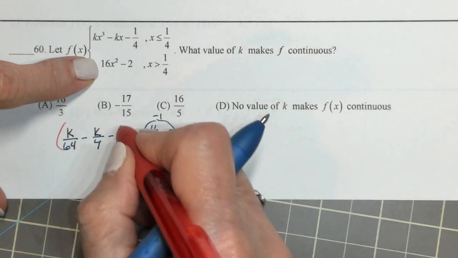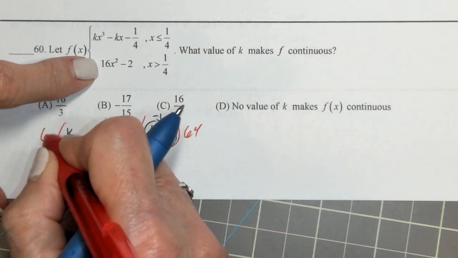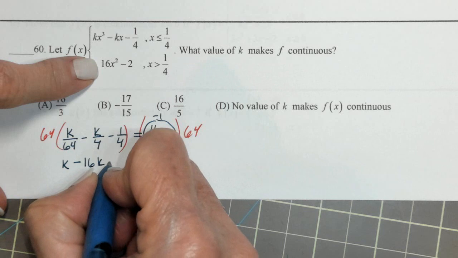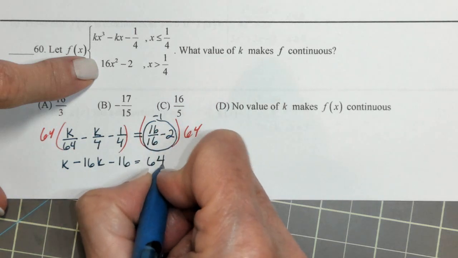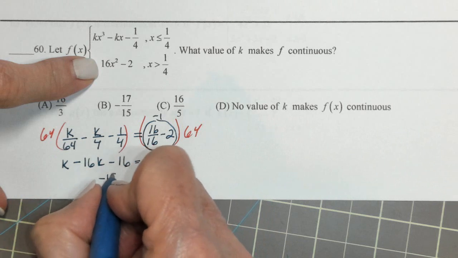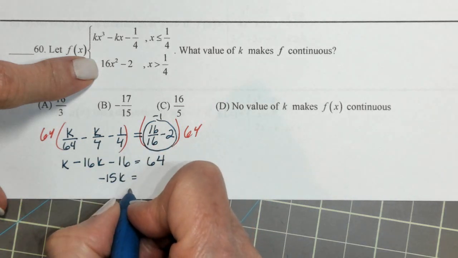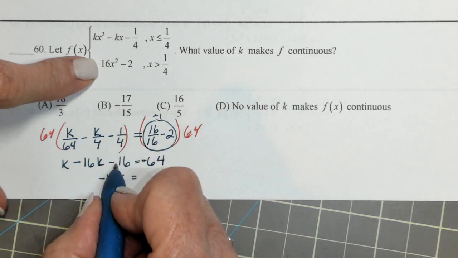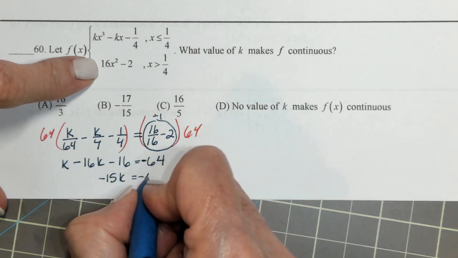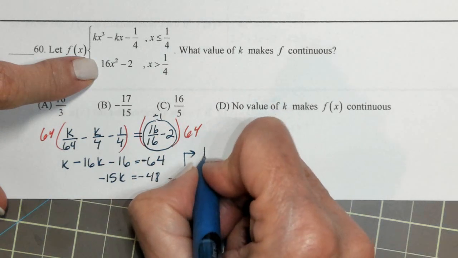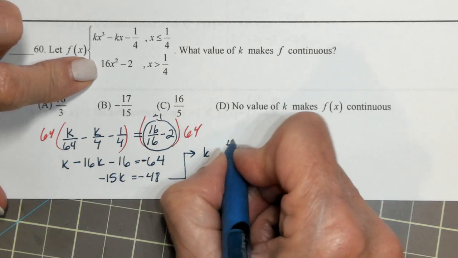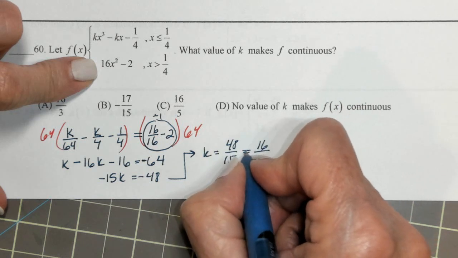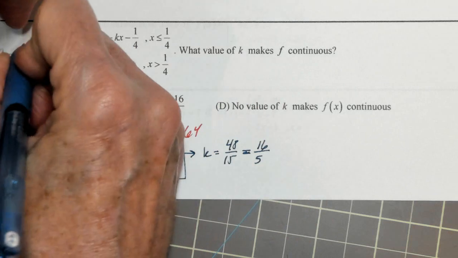I'm going to multiply both sides by something that will get rid of all my denominators, a 64. I'm left with k minus 16k minus 16 is equal to 64. So negative 15k is equal to, this is a negative 64. I'm adding 16 to the other side. I'm going to get a negative 48. K is equal to negative 48 over negative 15. 48 over 15 reduces. There's a 3 in that. 1, 6, and then 5. So that's 16 over 5. C.